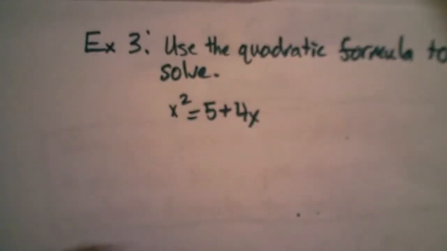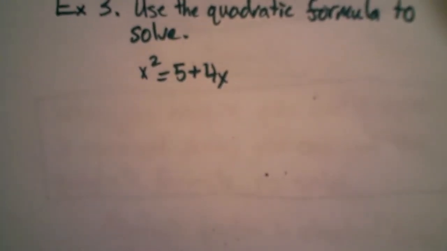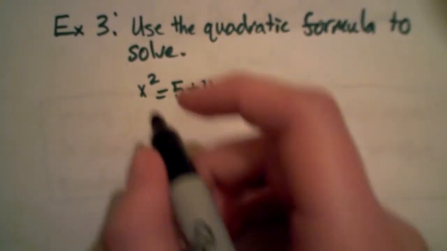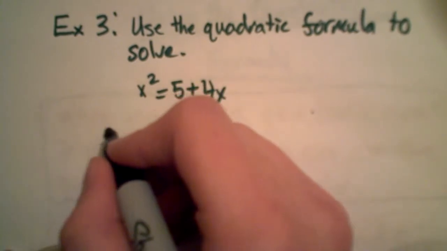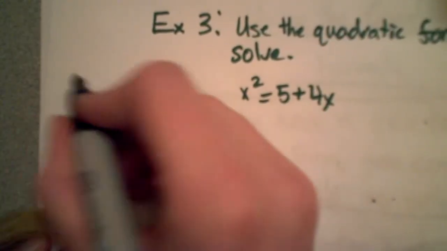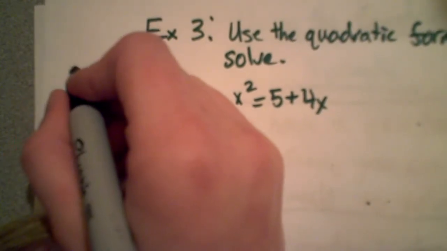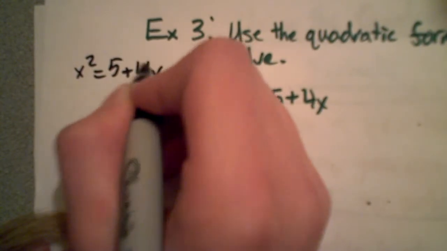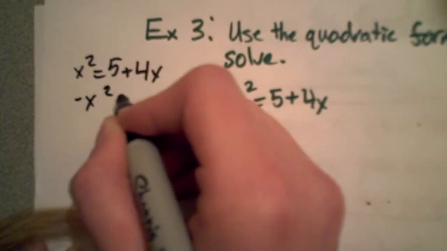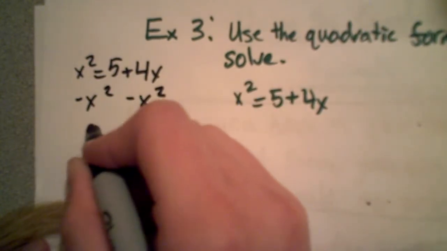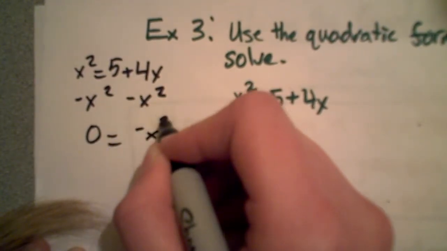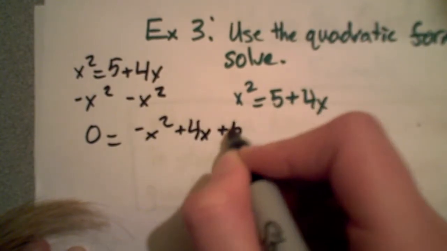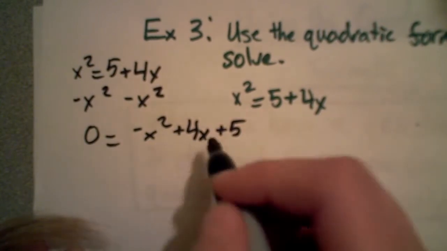Our last example: use the quadratic formula to solve. That's what we've been doing this whole time. But look, this one isn't in standard form. So we're going to make it that way. We'll do it off to the side here so we have room when we get to using the quadratic formula. x squared equals 5 plus 4x minus x squared, minus x squared, 0 equals negative x squared plus 4x plus 5. I'm just rearranging my terms a little bit, but that is in standard form.